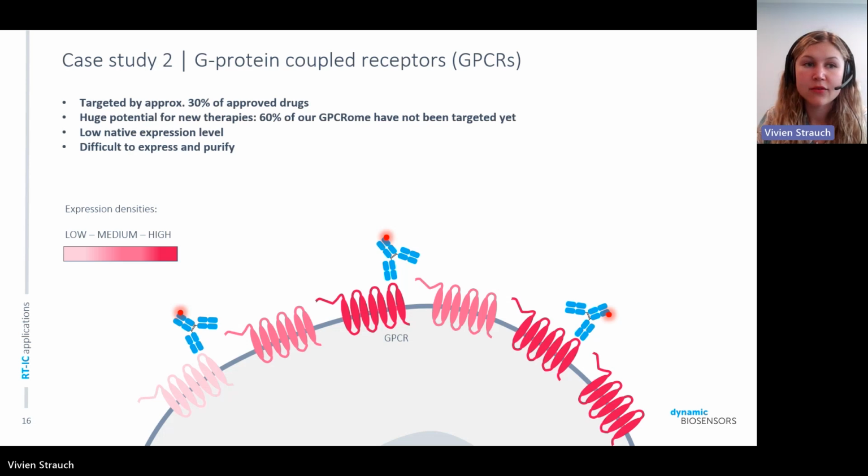The second case study I would like to present is about GPCRs. GPCRs are a very important target in drug discovery, but there's still a lot of potential because they are very hard to analyze due to their low expression levels, and also because, as I said before, it's very difficult to express and purify them while still retaining their native folding. So we received 3 different cell lines from a collaboration partner, one with a very low expression level, one with a medium expression level, and one with a high expression level. And then we measured the binding of a specific antibody to these different cell lines.